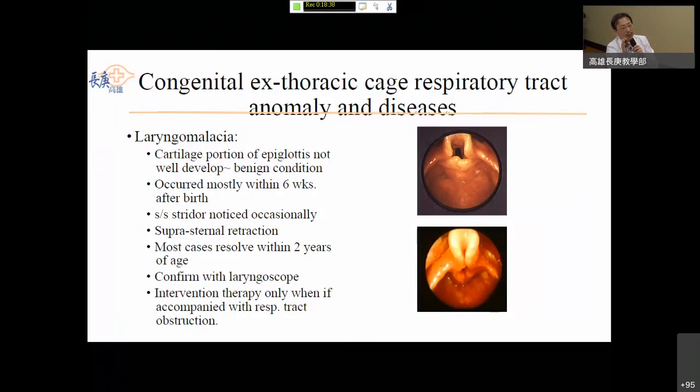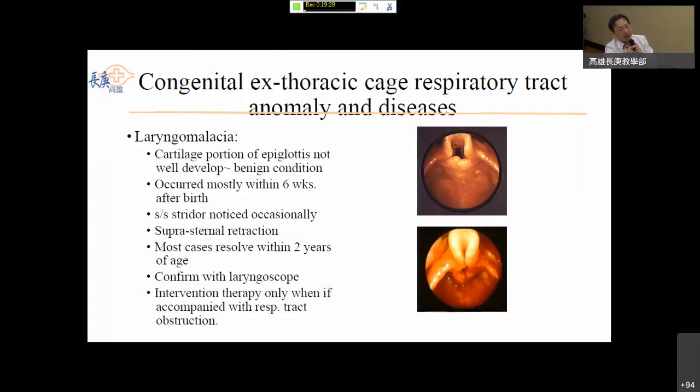It's a benign condition. However, it did not occur since the birth. It mostly occurs within 6 weeks after birth, okay? So many parents, when they bring their kids to your clinic, will often ask you, doctor, is there any problem with my kid? It was not born with this weird sound, which is like a stridor sound. Stridor means a pig snoring sound. The child will breathe in with a pig snoring sound. It's like a stridor, okay? And that occurs mostly within 6 weeks after birth, okay?